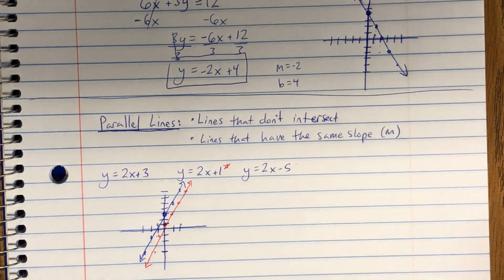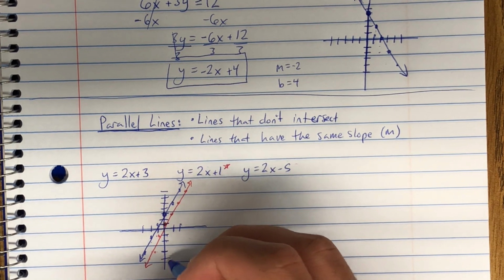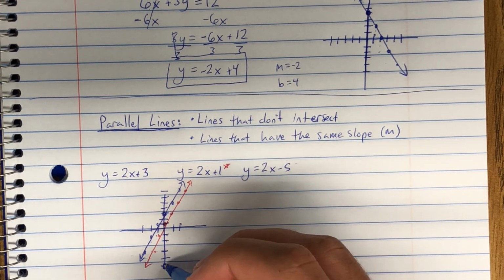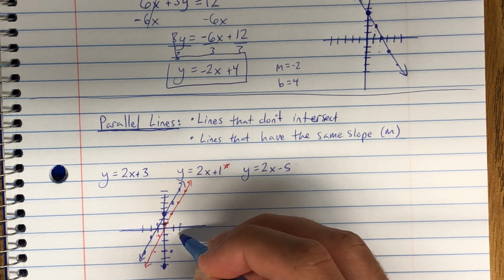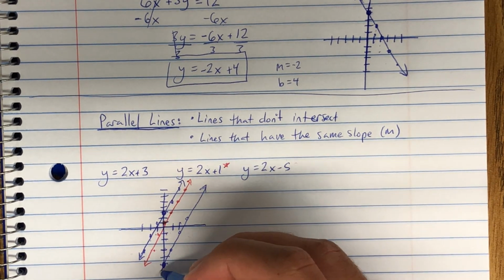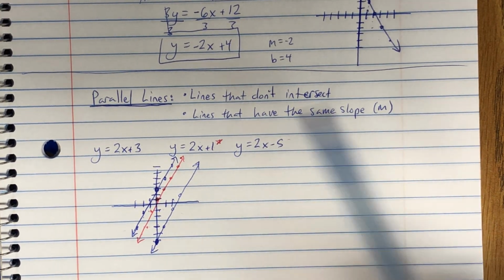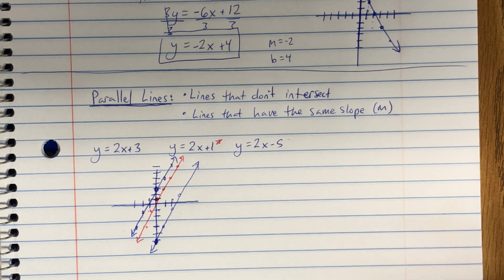And we could do one more. We've got negative 5 as our y-intercept, so 1, 2, 3, 4, 5. Slope of 2, so we go up 2 over 1, up 2 over 1, up 2 over 1. And you can see the trend here. Whenever you have parallel lines, whenever you have lines with the same slope, they will never intersect.